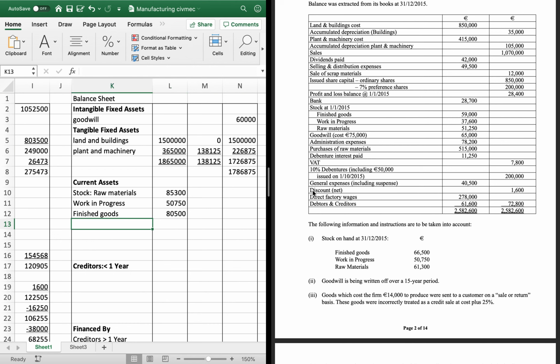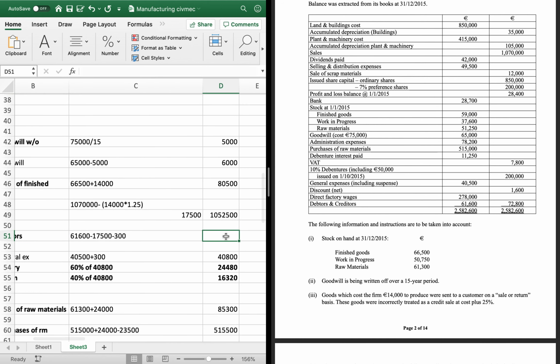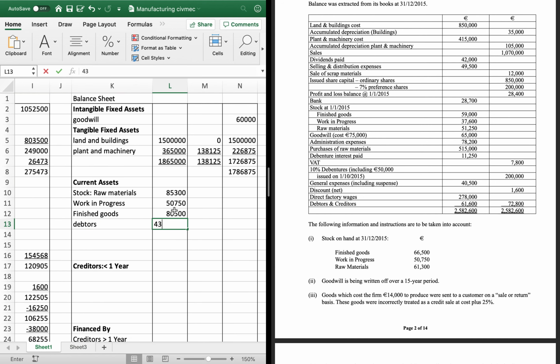Well, we definitely have debtors, and we changed debtors. So debtors was, we get it in now. Debtors, I haven't actually done that. Sorry. Debtors is 43,800. We had the bank, if you remember. The bank was 60,400. Okay, so I'm not sure if we had any other ones.